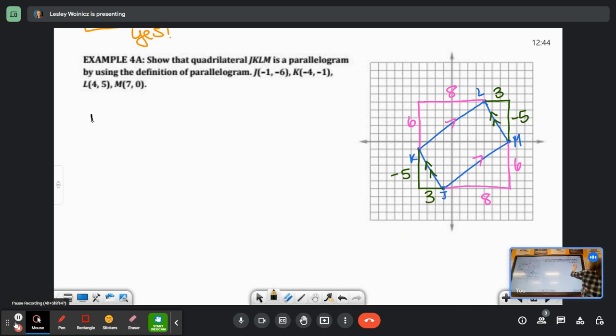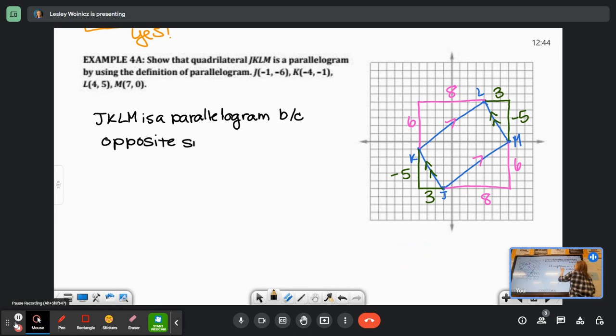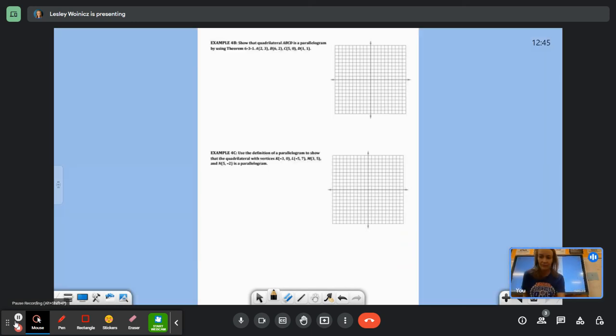Okay, so we know that JKLM is a parallelogram because opposite sides are parallel. Okay, we know notes. Okay, one more.